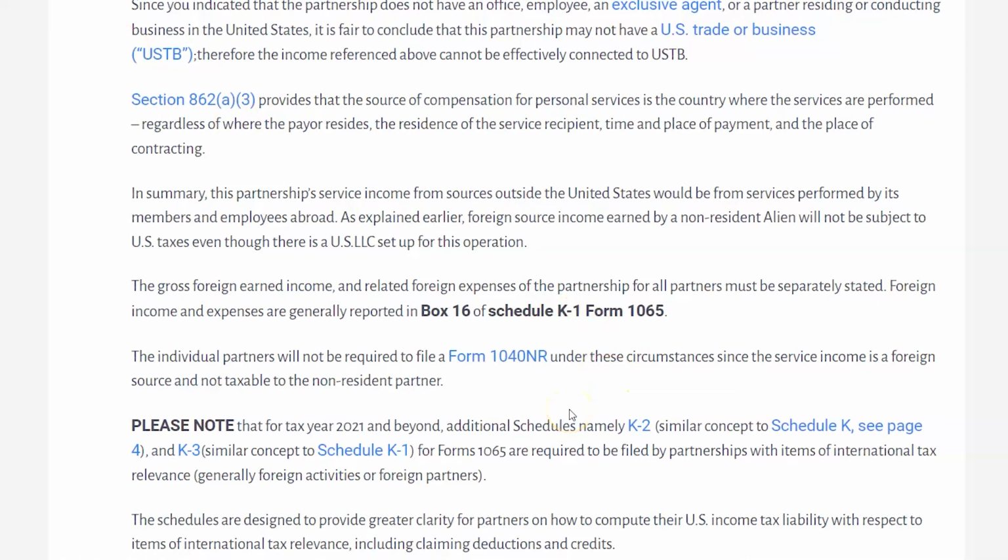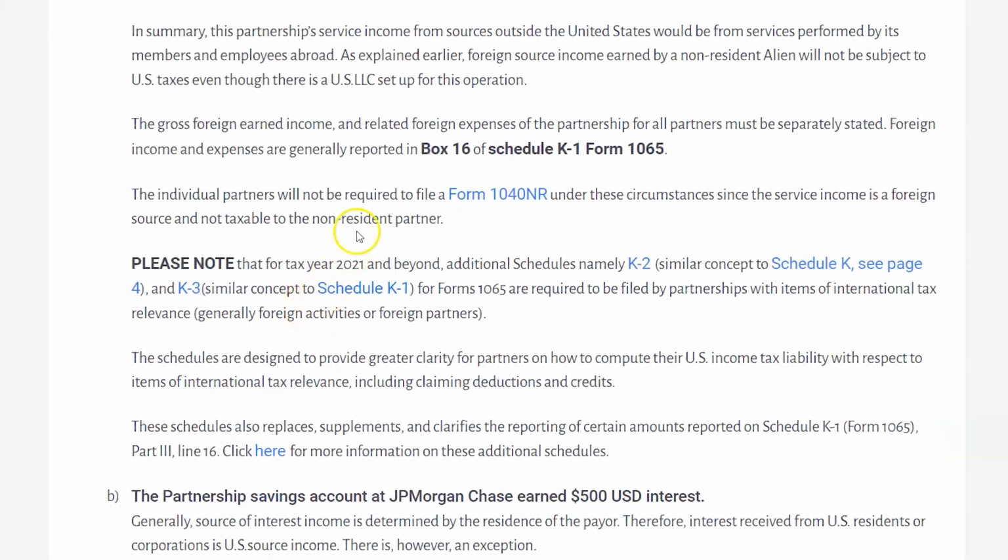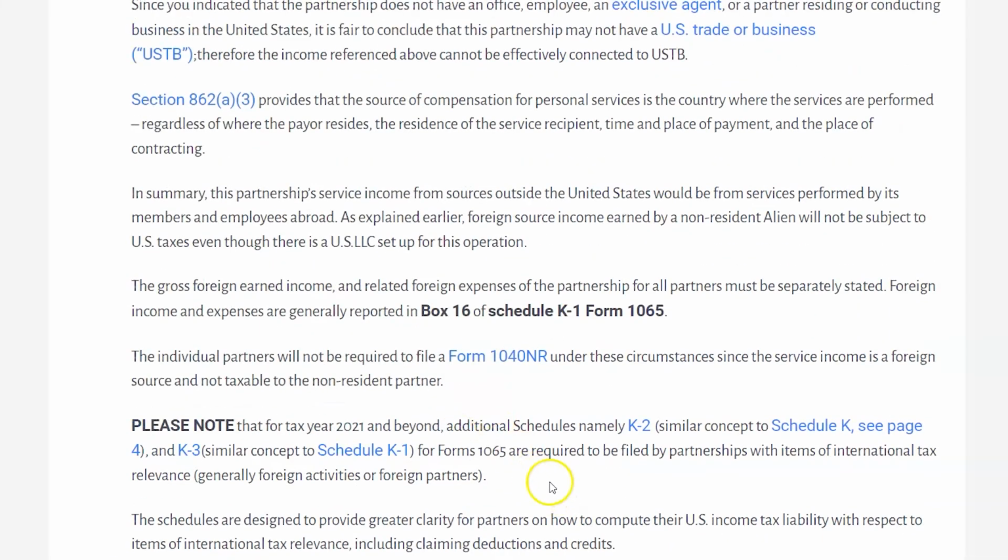So in this case, this US multiple-member LLC with Australia partners is going to file 1065, and then they're going to attach K-1 and K-2 and K-3. The individual partners, based on the facts that have been presented, because all the partners are foreign persons and because all the income is foreign source, will not be required to file Form 1040-NR under the facts that are provided because the services income is foreign.